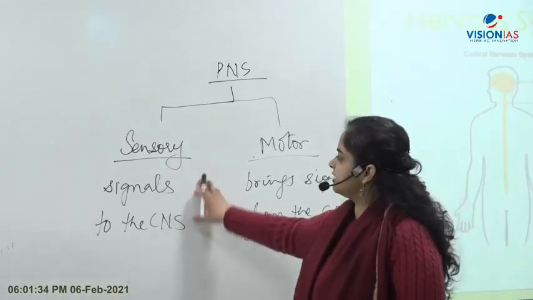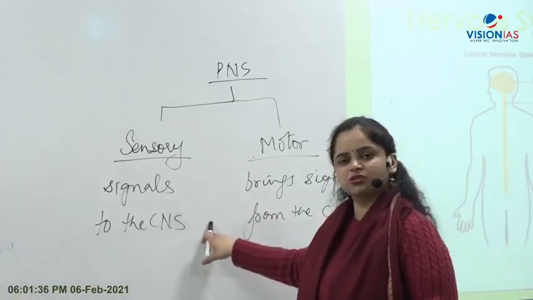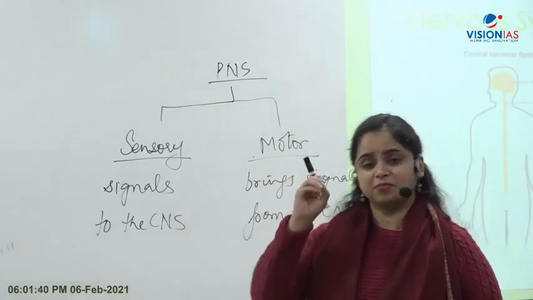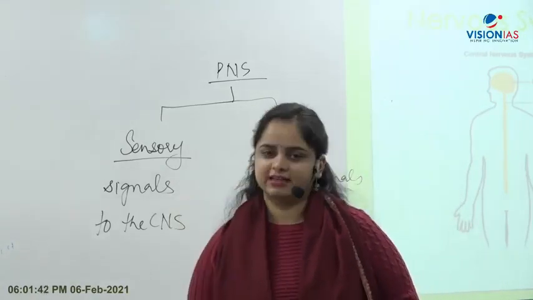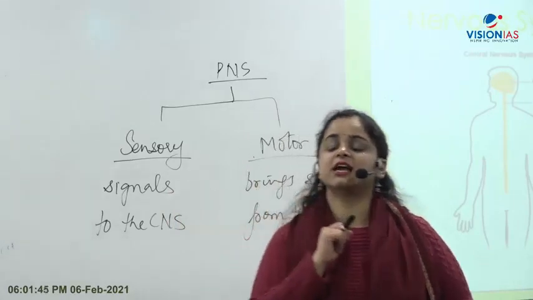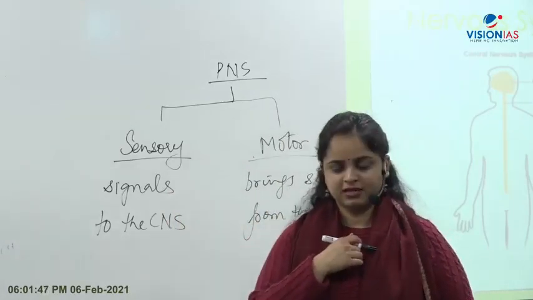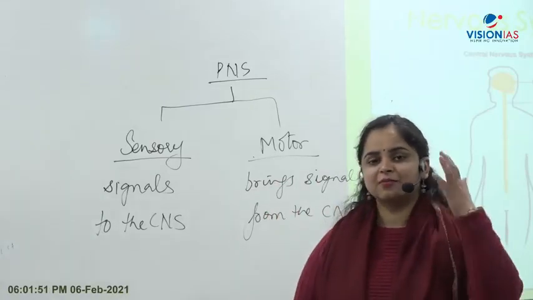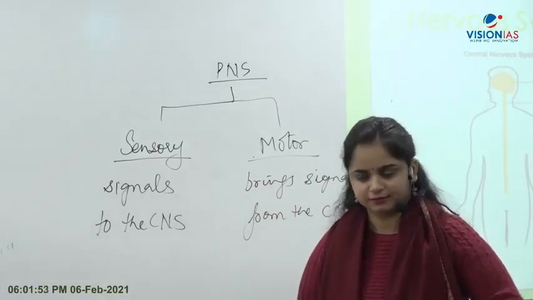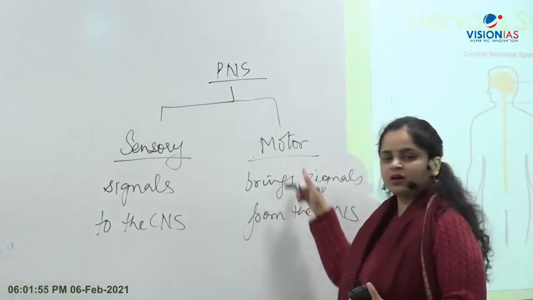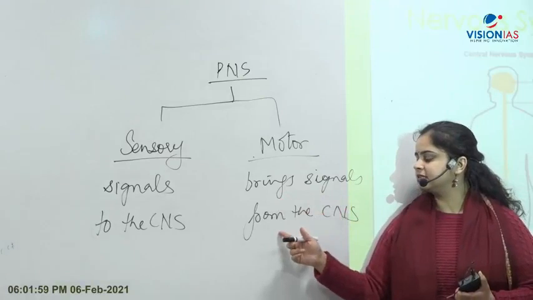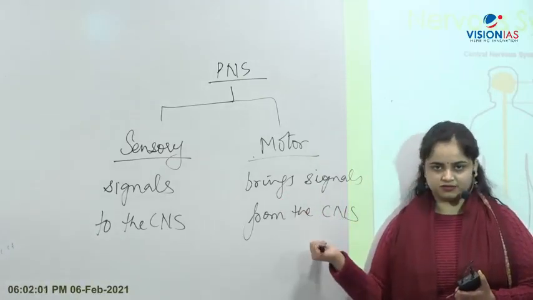Sensory nerves take the signals to the central nervous system. Now in the central nervous system, that means in my brain, the processing will take place and the brain will decide what action has to be taken. So the brain has processed that this is a hot object, and the brain sends back a signal through the motor nerves. The motor nerves bring signals from the central nervous system.